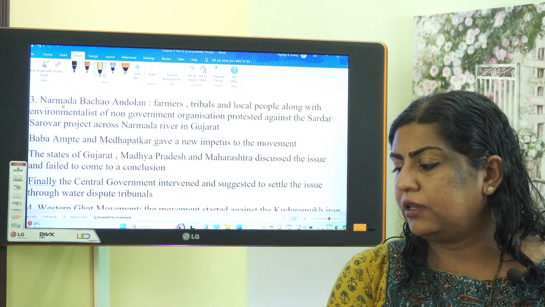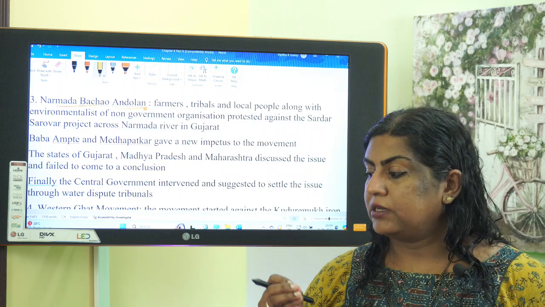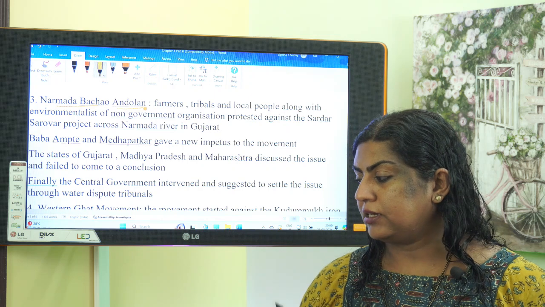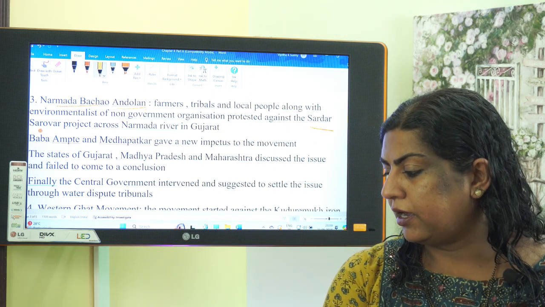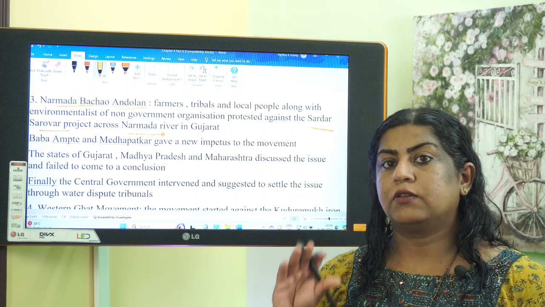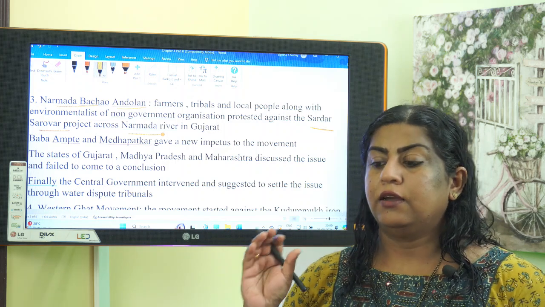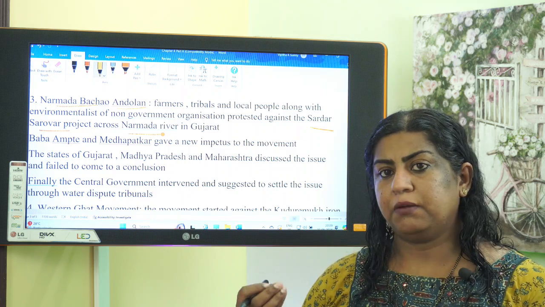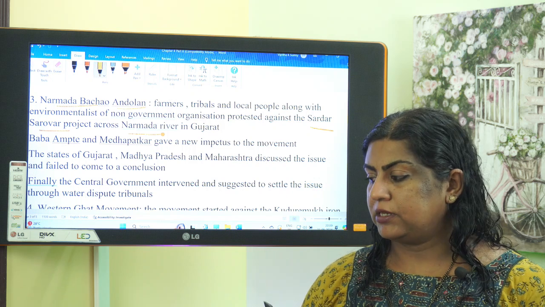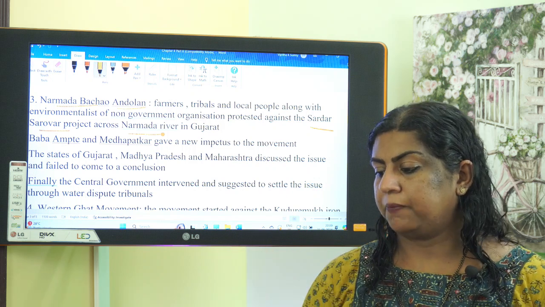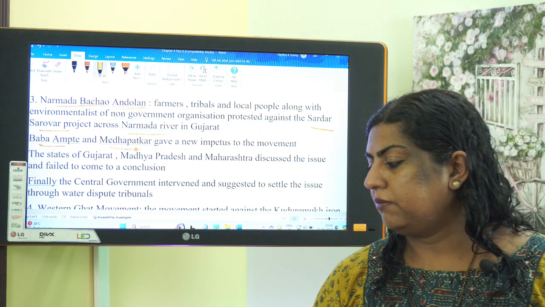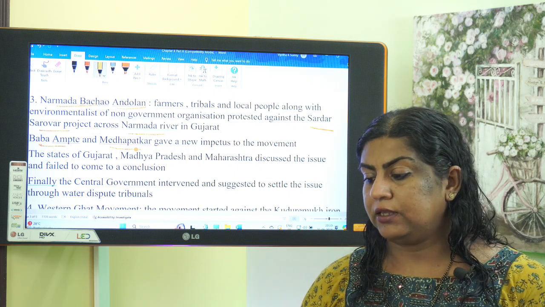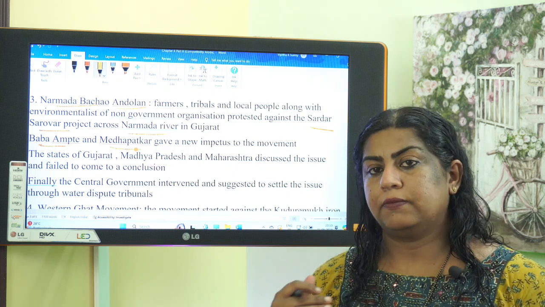Next is the very famous Narmada Bachao Andolan, in which farmers, tribals and local people along with environmentalists of non-government organizations protested against the Sardar Sarovar project across the Narmada river in Gujarat. Baba Amte and Medha Patkar, two important people regarding the Narmada Bachao Andolan, gave a new impetus to the movement.